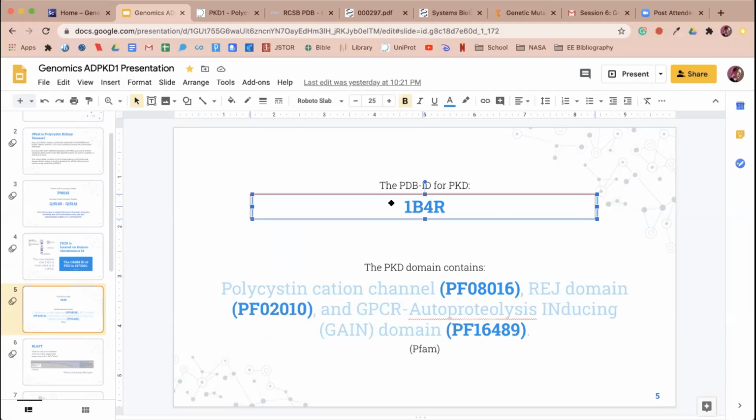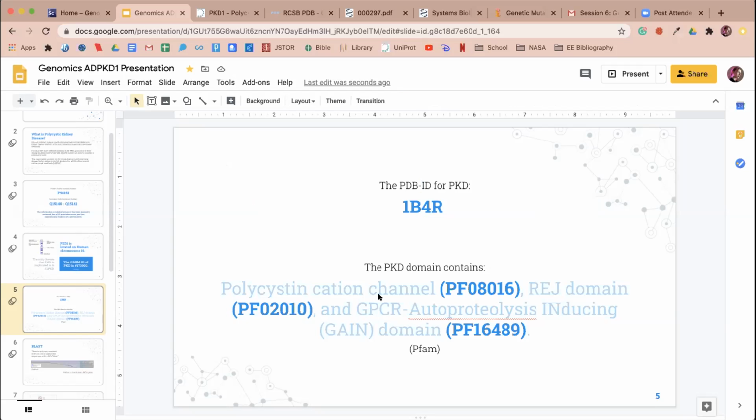This number, 1B4R, is the PDB ID for polycystin 1, which is the protein produced by it. And I will show you models in a moment. I wasn't 100% sure what the domains meant, so I included what I found on PFAM.